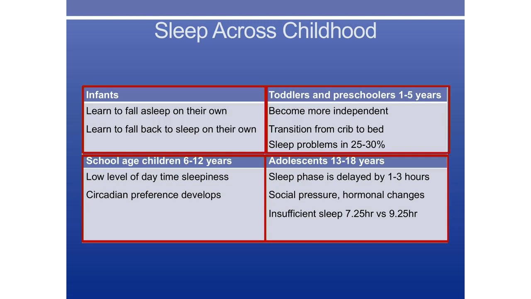At this age, circadian preference, which means whether going to sleep early or late, normally develops. Adolescent years are very detrimental to sleep, which depends on many normal developmental hormonal changes, social pressure, and sleep phase delay, which is delayed by up to 3 hours. So for example, if a 12-year-old has fallen asleep normally around 9, then 3 hours means that he may fall asleep at midnight. In general, the majority of adolescents have insufficient sleep of around 7 hours, with the normal average being 9 hours of sleep.